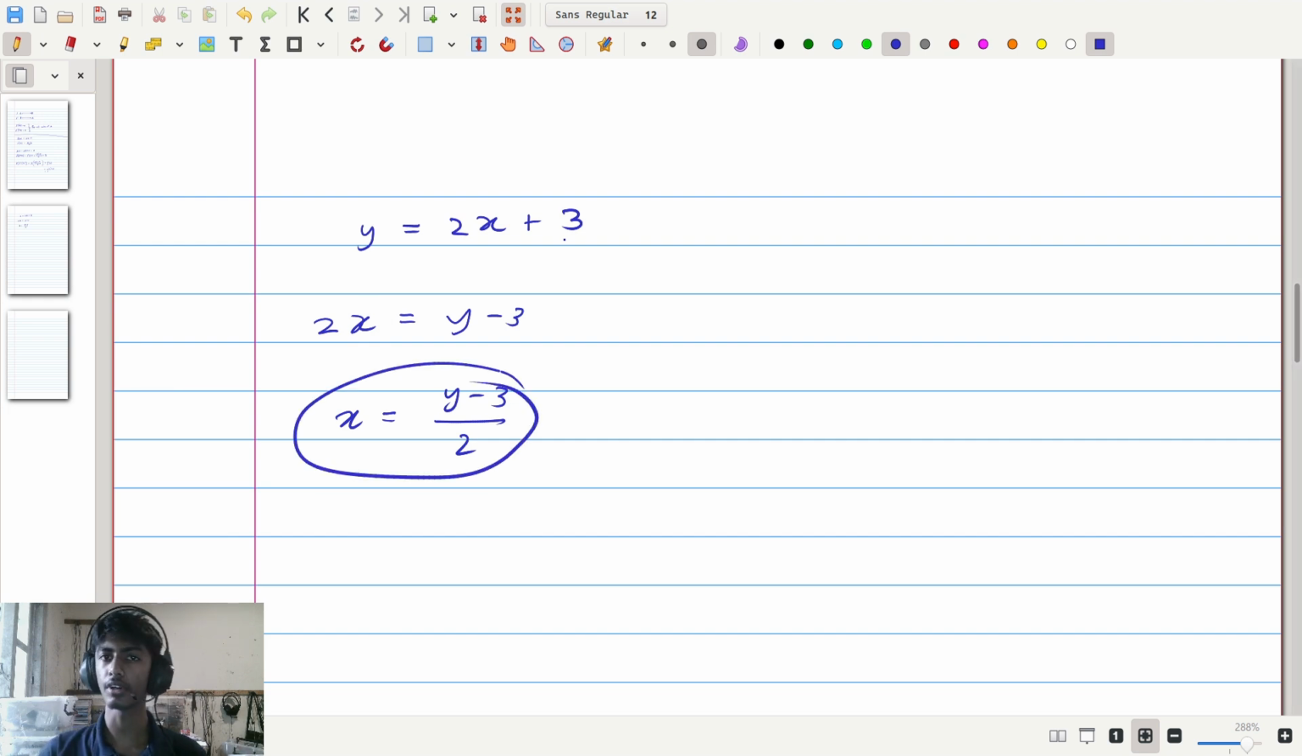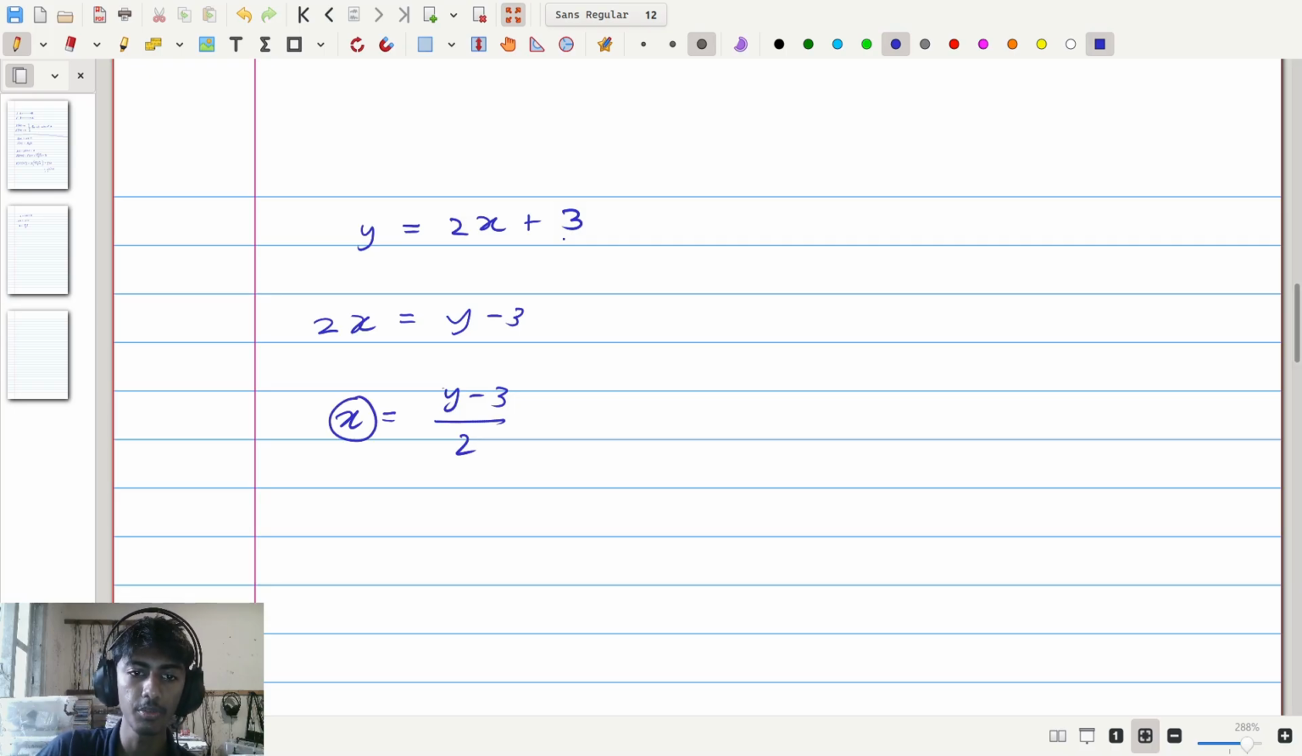That's our inverse function. Now if I want to write this in a function of x format, I actually need to swap these two variables, because here what I was trying to do is find the input in terms of the output. So what I actually found here is that x equals (f(x) minus 3) divided by 2.